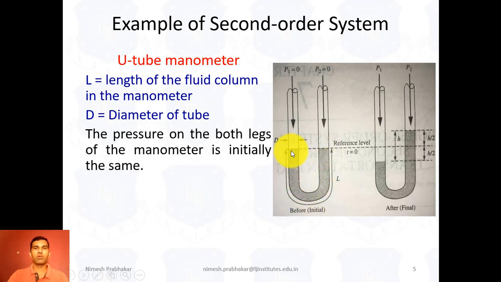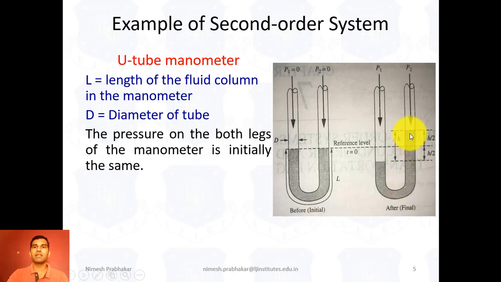That means this mercury fluid does not move, because at the initial state the pressure P1 is equal to 0 and P2 is equal to 0, or both pressures are the same. So at that time there is no movement in this mercury level. But if P1 is greater than P2, that means if we apply more pressure here, then due to this more pressure, this mercury level is increased.